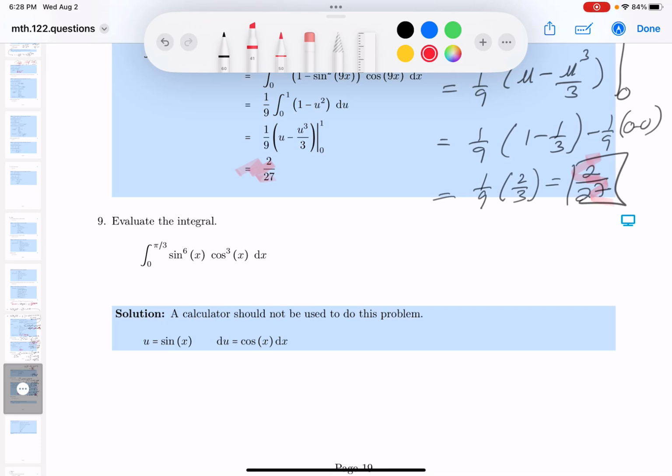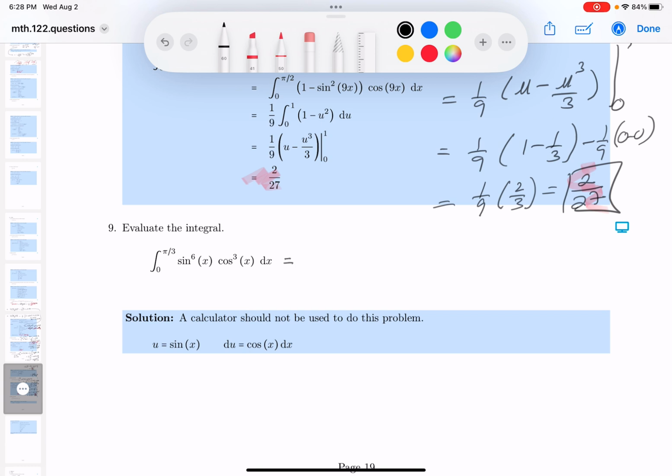All right, looking at it, you might say, what are you going to do about this? Probably just borrow something from somebody. And I see the odd powers. Let's just do that, see what happens.